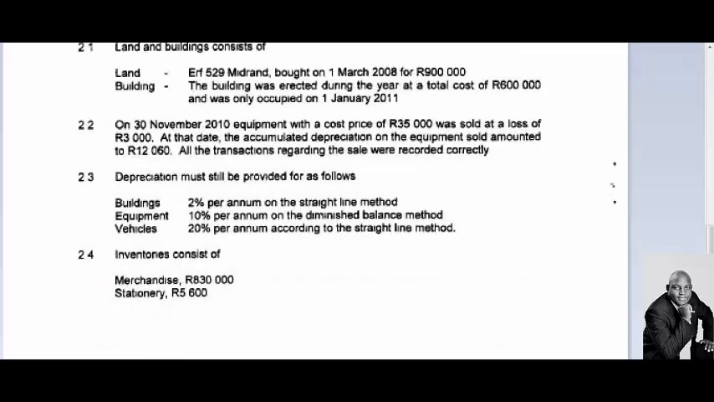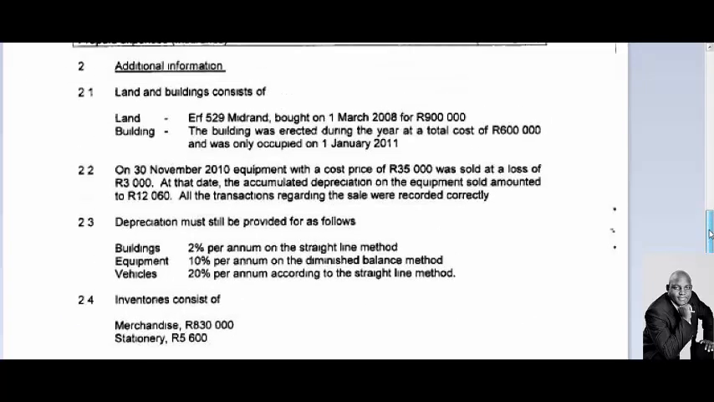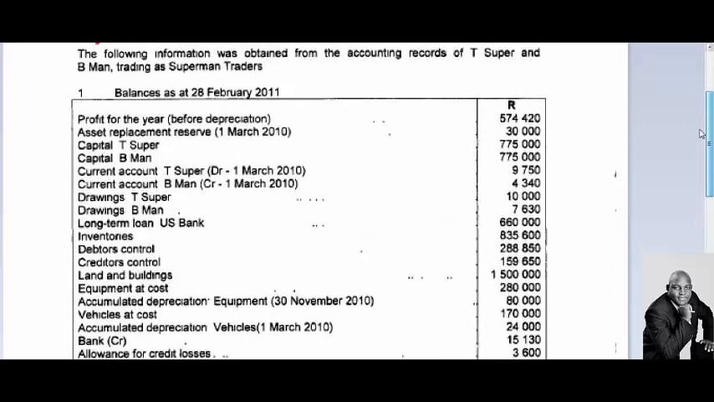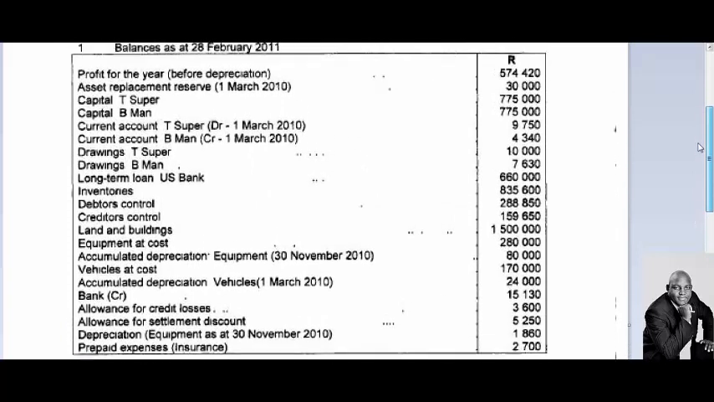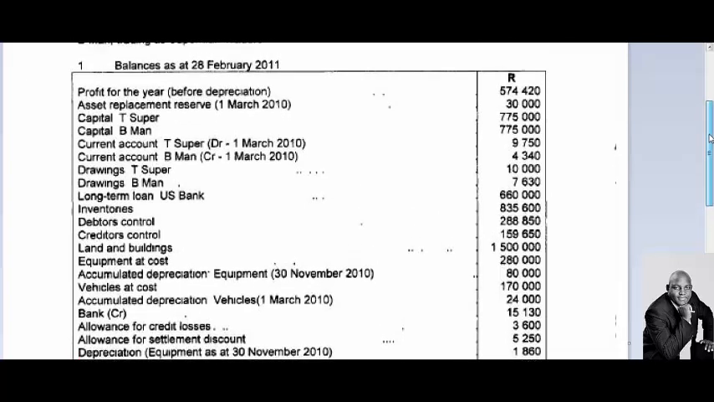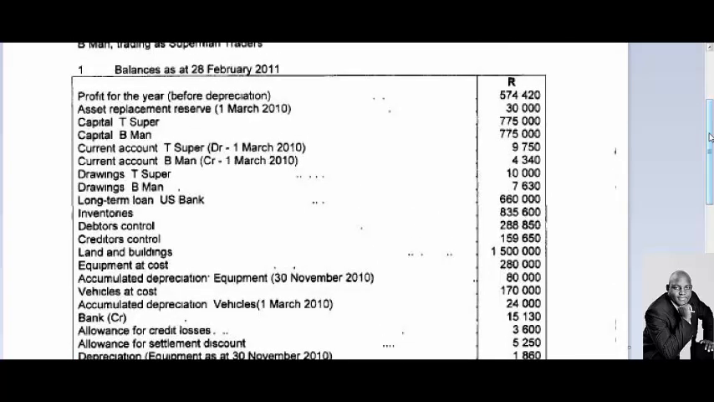Let's go back. So the first thing you do here, the best method to go about this question is to start with the additional information. Now, what is additional information? Normally we get a trial balance, or a list of balances, and this is where all the information we need we will find. But sometimes what happens is they forget to record things. They don't record them on time.